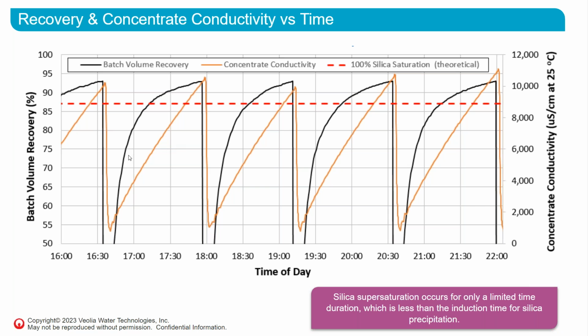So even though in this case our service step lasted for 70 to 80 minutes, silica was only supersaturated for this last 10 to 15 minutes, which is less than the nucleation induction time required for silica precipitation. So this system was operated about 160 to 250 psi throughout its production cycle. And this ability to leverage induction time to achieve a higher recovery rate than a conventional steady state RO, it's an advantage of semi-batch RO technology.